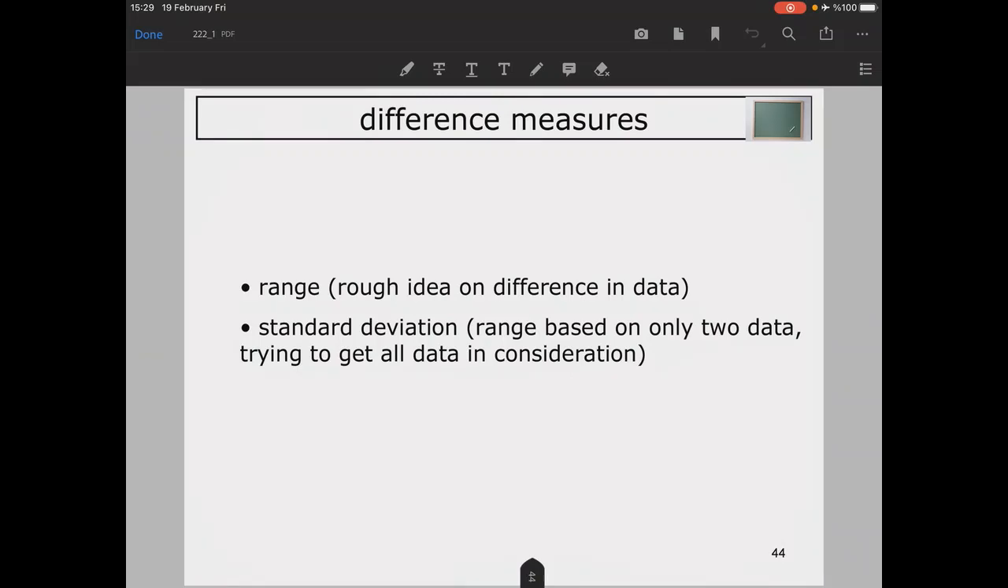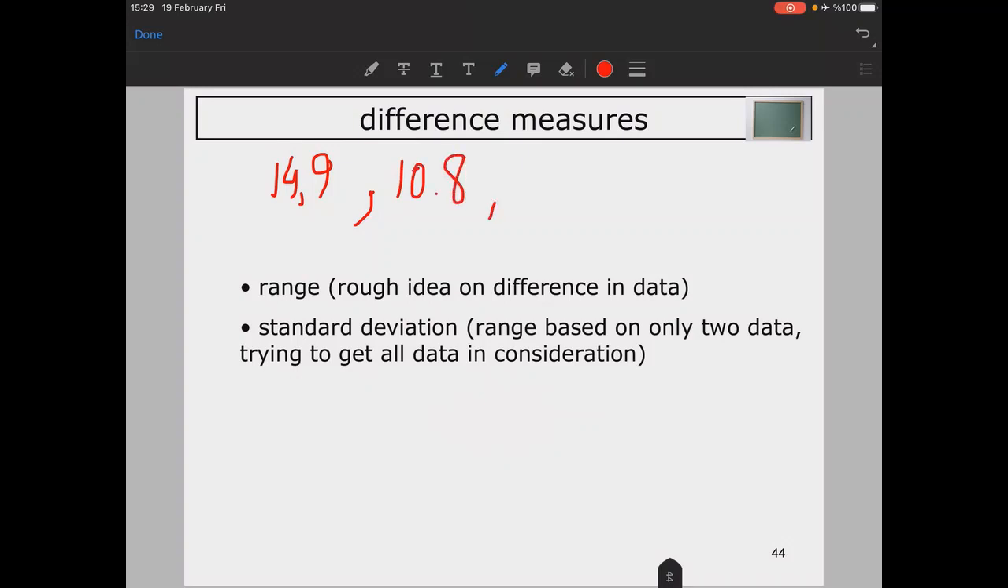So the first one is the range. It gives us a rough idea about the differences in data. If you remember our, let's say, oxygen level examples here, we had some data like this, 10.8 and 12.3 and 23.3. Okay, you had these 4 values, right? What would be your range here? It's pretty straightforward.